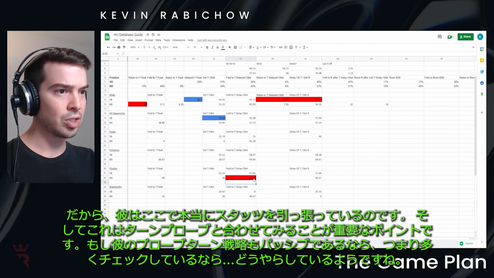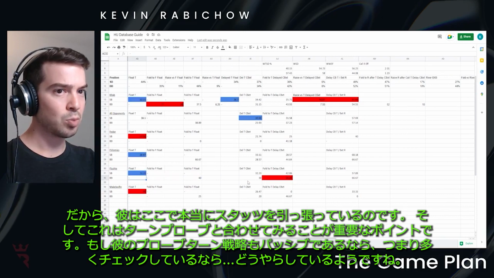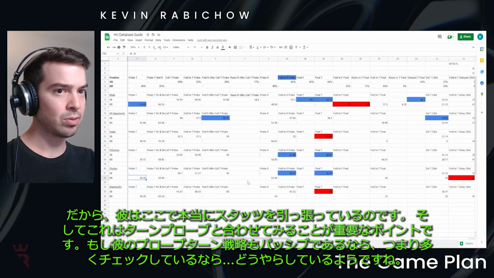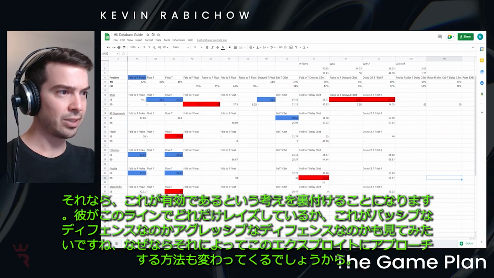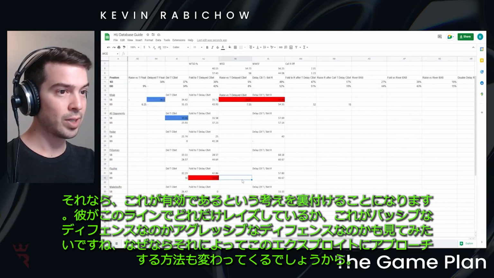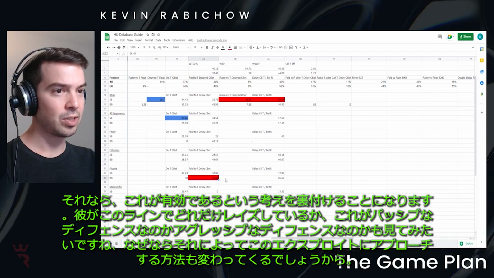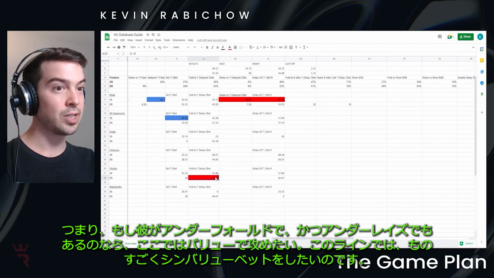The other thing, this correlates with probe turn. If his probe turn strategy is also passive, so a lot of checking, which it is, then that supports the idea that this is valid. I'd be curious to see how much raising he's doing in this line as well, to see if this is a passive defense or aggressive defense, because that would change the way I approach this exploit. So if he's underfolding, but also under raising, then we want to attack with value here. We want to value bet too thin in this line.